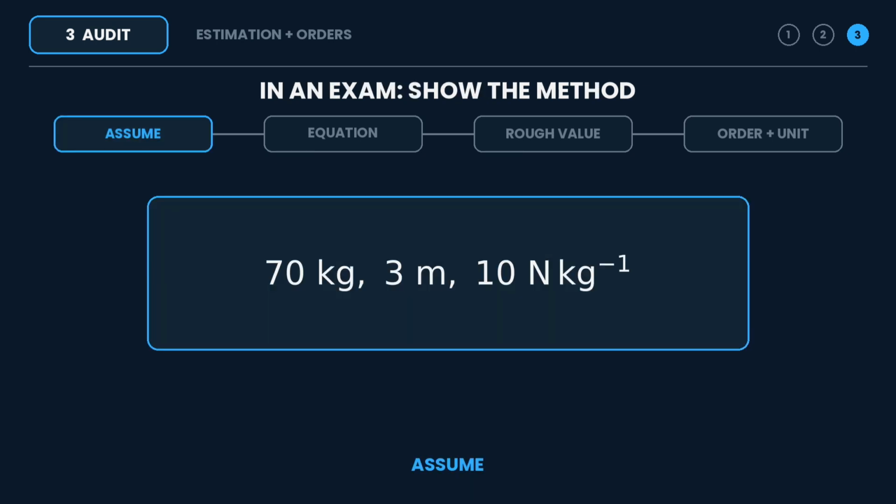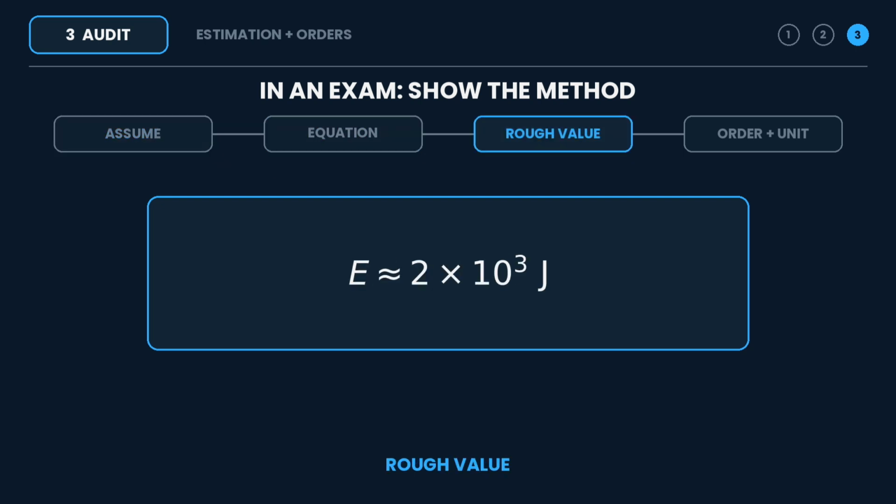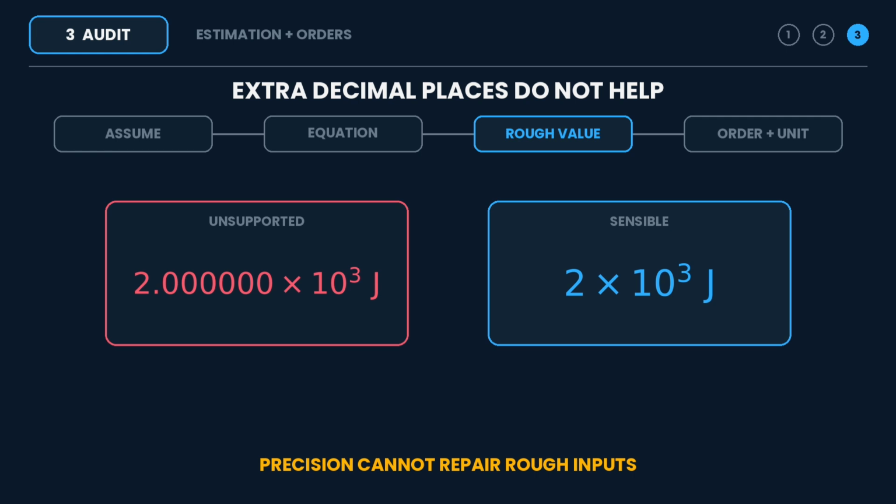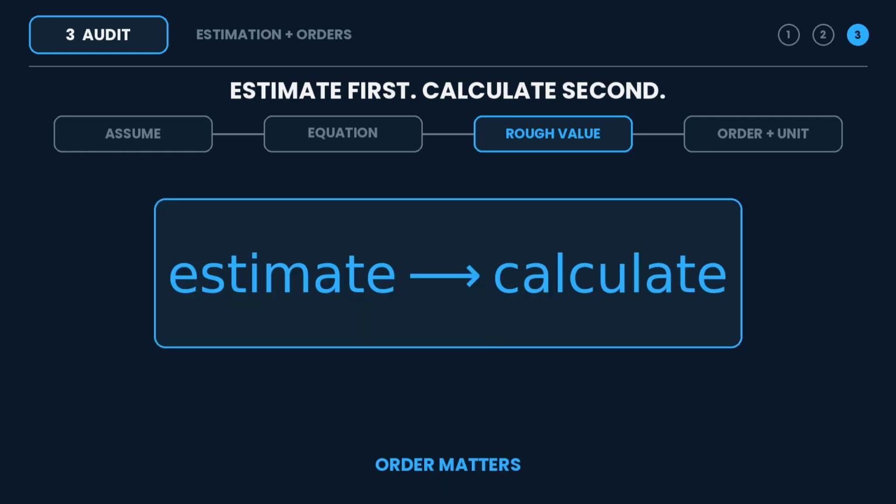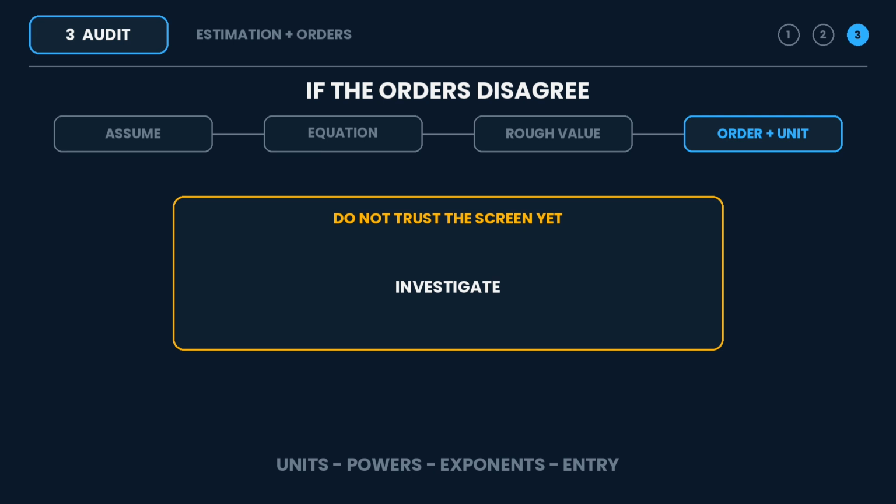In an exam, show 4 things: your assumed values, the equation, the rough result, and the nearest power 10 with its unit. Extra decimal places do not make the estimate better. Estimate first and calculate second. If it lands several orders from your estimate, investigate before you trust the screen.